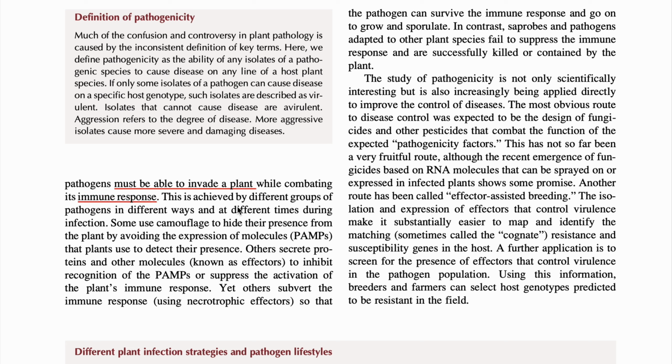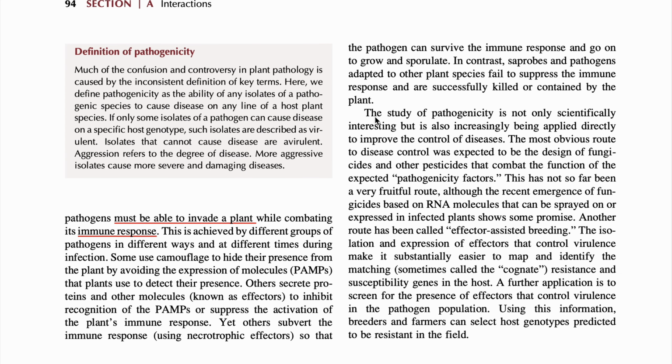This is achieved by different groups of pathogens in different ways and at different times during infection. So, the study of pathogenicity is not only scientifically interesting but is also being applied directly to improve the control of diseases.